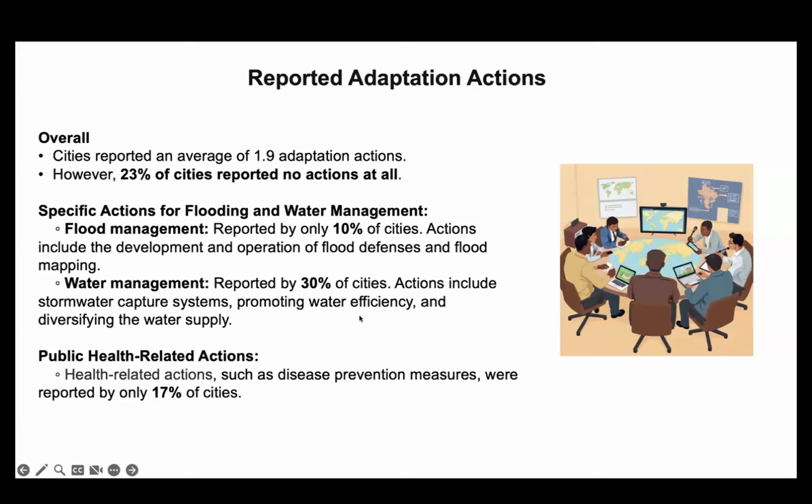Flood management, for instance, was reported by only 10% of the cities, but I just told you that it was one of the major problems, right? So we have actions that included development and operation of flood defenses and flood mapping. Water management was reported in 30% of the cities. That included storm water capture systems, promoting water efficiencies, and diversifying the water supplies.